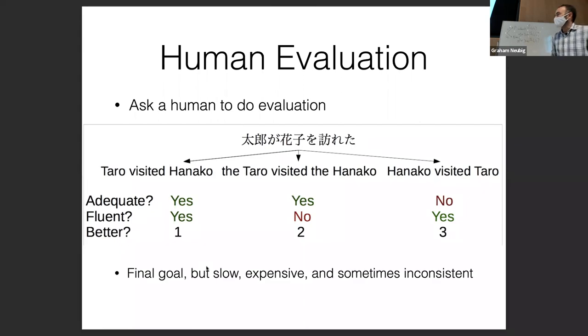This is the final goal. In most cases, we're going to want to have a human look at the output. In some cases, if we're using translations, so we can translate questions in one language and answer them using a QA system, that's a different story. But in most cases, we want a human to look at the outputs. However, it can be slow and expensive and sometimes inconsistent.